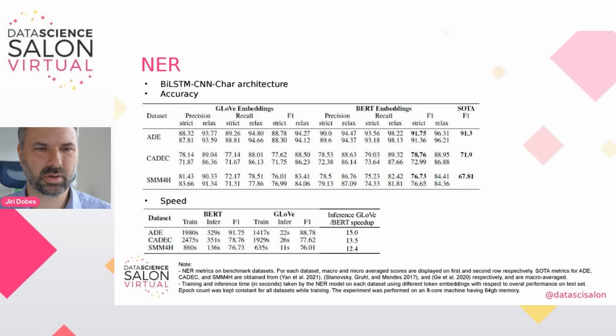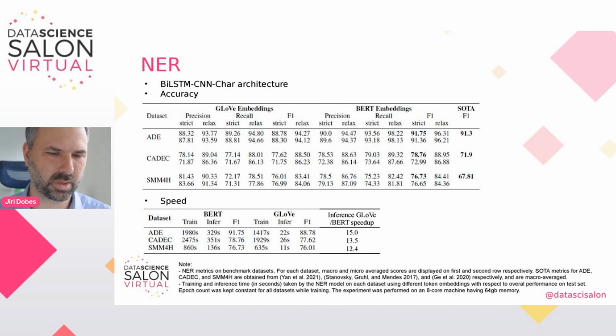If we go to the named entity recognition, again the BERT method achieves state-of-the-art. But the interesting case is here. If you compare the results from using BERT embedding and GloVe embedding, we get almost the same results. For example, for the CADEC dataset it is 78.7, while for GloVe embedding it's 77. So the difference is very small.